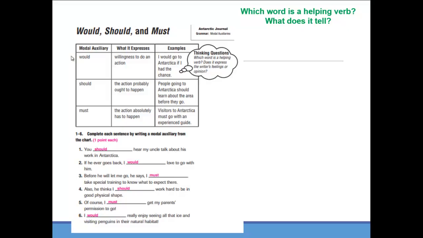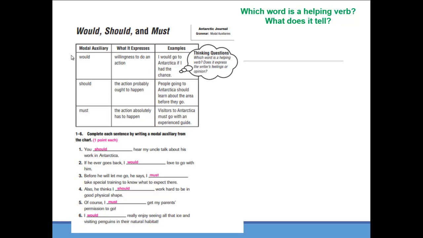Let's start. Would, should, and must are another group of helping verbs which are modal auxiliaries. Let's start with the helping verb would. What does it express? It shows the willingness to do an action. It shows that you want to do something.